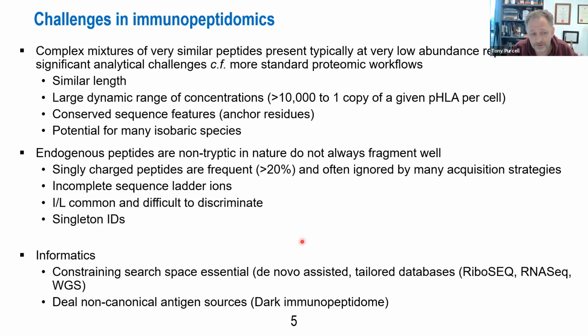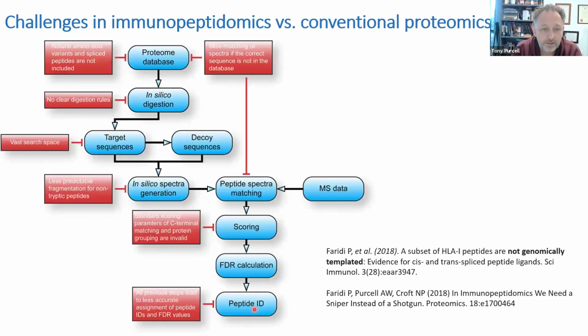The third, obviously, with the informatics, is that we're dealing with a huge search space. So potentially constraining the potentially astronomical search space allows us to get confident identification and to not have false discovery totally hamper our analysis. And to deal with these non-canonical antigen sources, which often aren't templated in the genome and not easily inferred. So this essentially recapitulates what I've just said, and for time, I'll just skip this slide.